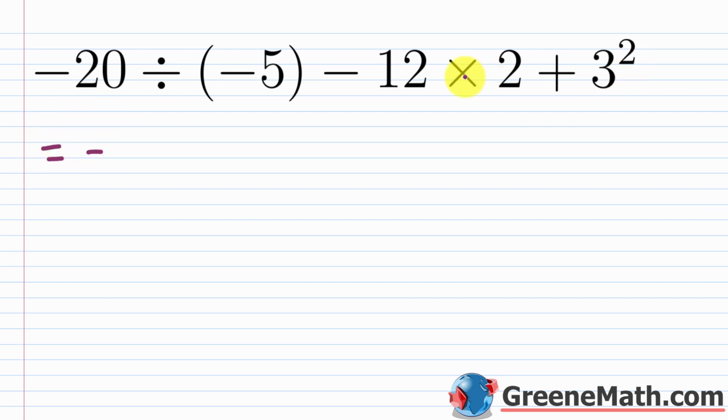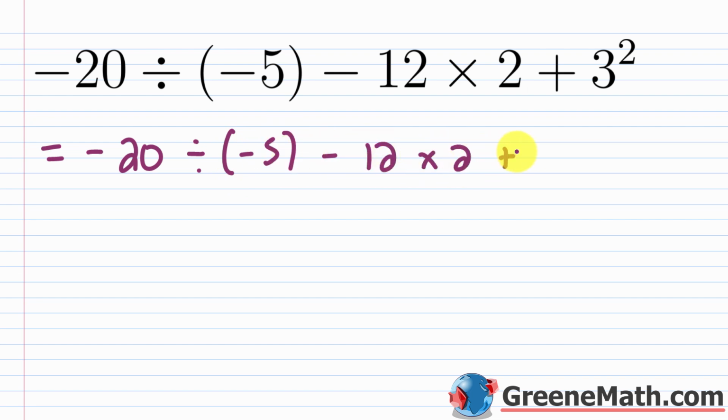Let me copy all of this. So negative 20 divided by, you can wrap this or not wrap it. I'm just going to wrap it for clarity. So divided by negative 5, then minus 12, and then times 2, and then plus 3 squared. 3 squared is 3 times 3. That's going to be 9. So we've taken care of the exponents. And now we want to move into the multiplication or division.